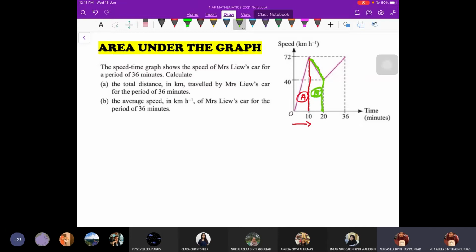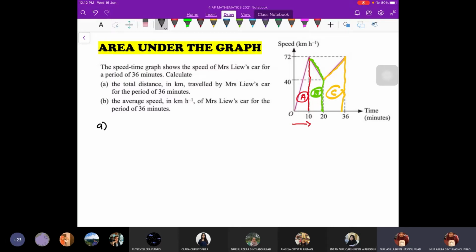Trapezium. Apa ciri-ciri trapezium? Ciri-ciri trapezium, dia mesti ada dua line yang parallel to each other. Okay, parallel to each other. And then ada satu line which is 90 degrees. Jadi ada macam ni. Macam muncung kat depan. So that is trapezium. Okay, so 20 to 36 is also a trapezium. Jadi trapezium dia arah bertentangan lah. Okay. So jadikan dia ABC.